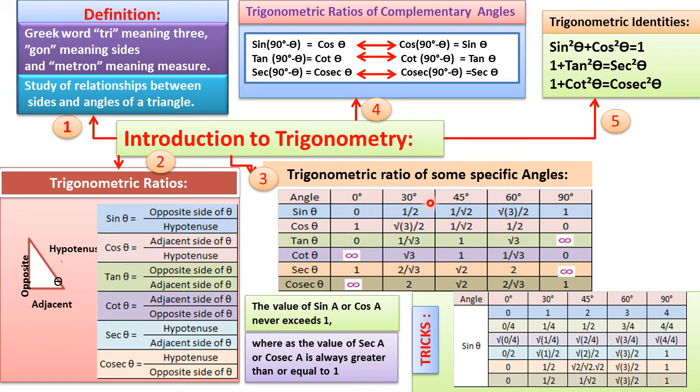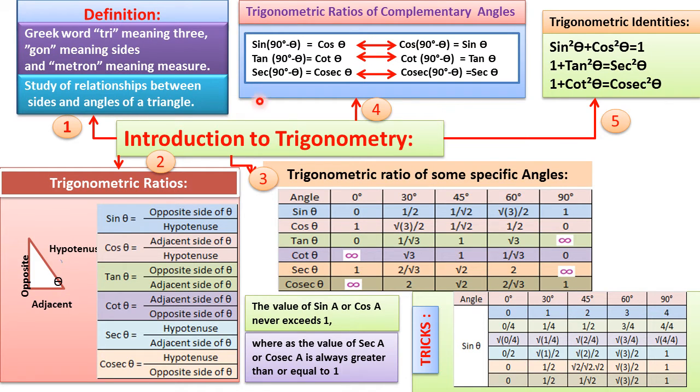The angles are 0 degree, 30, 45, 60, 90 degree. Sine of 0 is 0, sine of 30 is 1 by 2, sine of 45 is 1 by root 2, sine of 60 degree is root 3 by 2, and sine of 90 is 1. Then cos theta: cos 0 is 1, cos of 30 is root 3 by 2, cos of 45 is 1 by root 2, cos of 60 is 1 by 2, and cos of 90 is 0.